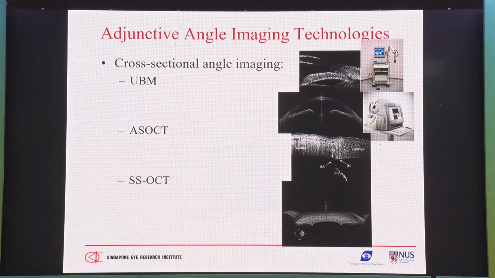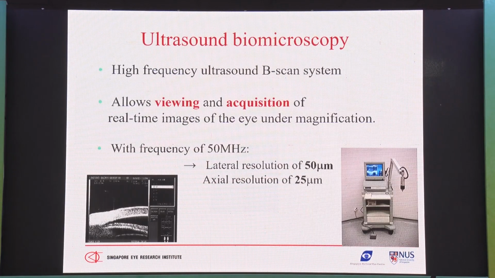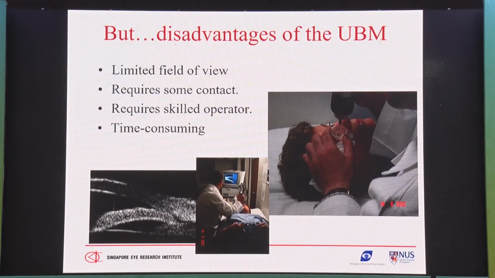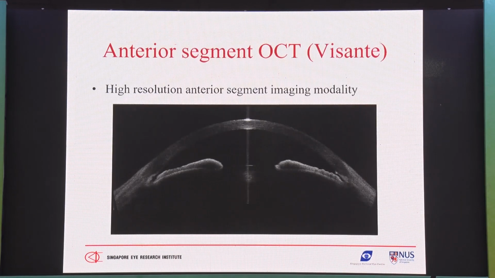So basically, you can use UBM or OCTs. Let's start with UBM, and UBM is a very useful instrument to look at the angle. It gives you a very good resolution, and importantly, it can look at structures behind the iris, such as the ciliary body and the choroid. So it is a nice way of looking at the angle, but the problem is that you need a good technician to do the UBM, and sometimes it's not so easy to do, and it can take a bit of time. So in a busy clinic, most of us cannot order a UBM for every patient.